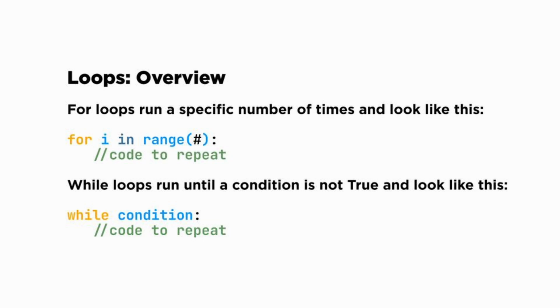For loops run code a specific number of times, and you write them using for i in range. While loops run until a condition becomes false, and you write them using while followed by a condition. You can use a for loop when you know how many times you want to repeat something, and a while loop when you only know when to stop. Those are the basics of loops in Python.